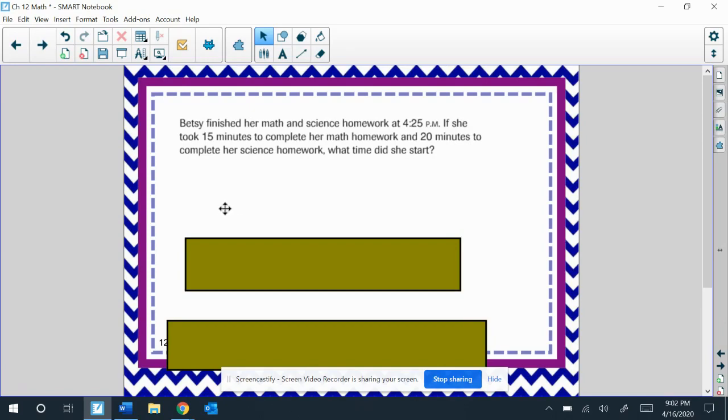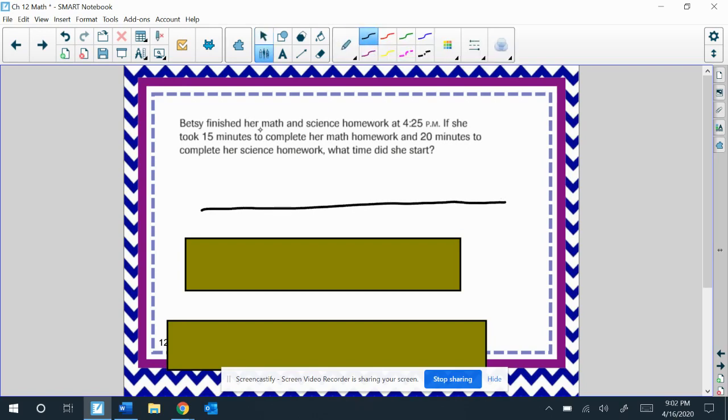All right, let's see how we did. We set up our number line using this, and it says finish. So that means that she finished, she ended it at 4:25. If you did not set up your number line like this, go ahead and fix it now. Now it says she did 15 minutes, so I'm going to go backwards by 10. Do not touch our hour because that is not necessary. We have minutes.